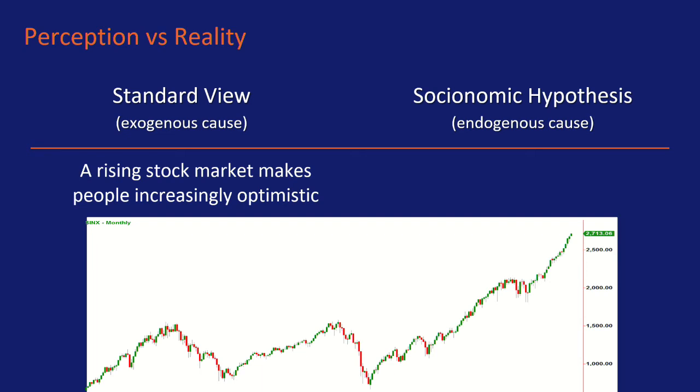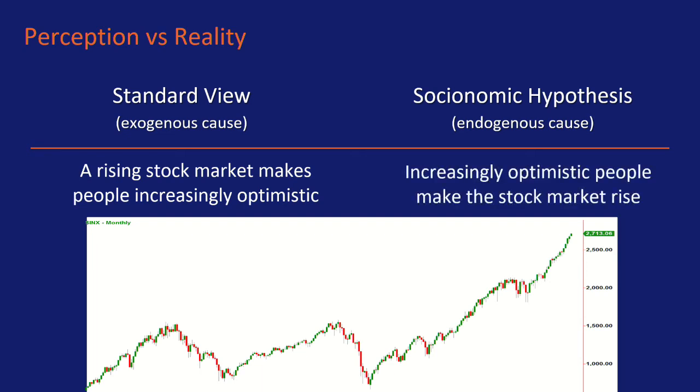S&P, this is the nominal S&P, has risen from that bottom in March of 2009 over 300% today, with a little correction around the 26th of January 2018. And what is it telling us? Well, it's telling us from a socioeconomic perspective that an increasingly optimistic herd of people make the stock market rise.